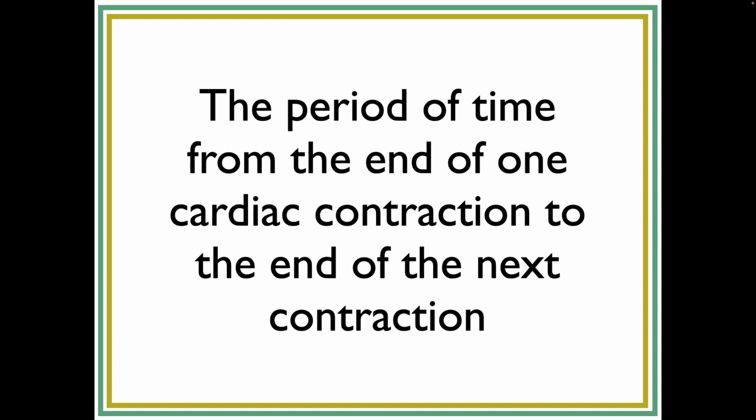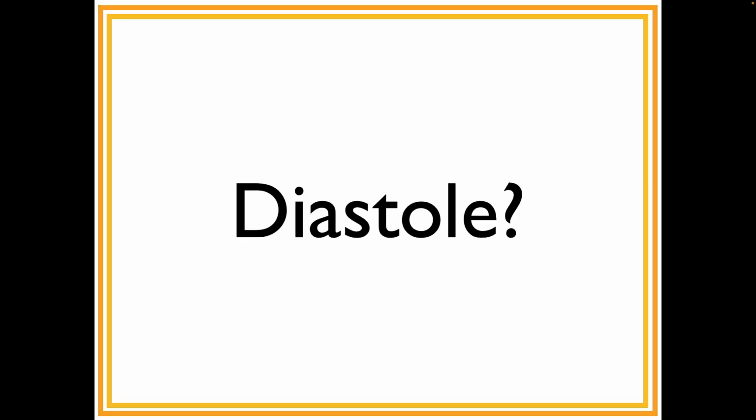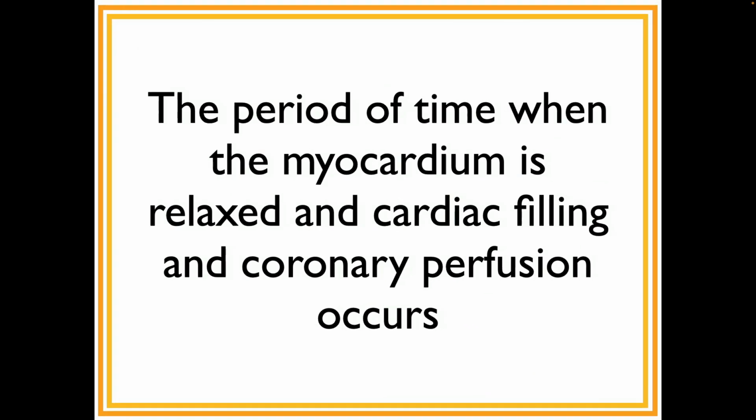Could also be from the beginning of one to the beginning of the other. It's one total diastole, one total systole, which begs the question, Koa, what is diastole? Is when the heart is at rest, so it's fine. Yep. So when the myocardium is relaxed and filling, and coronary perfusion, that's when the blood is going around the heart itself, also occurs.